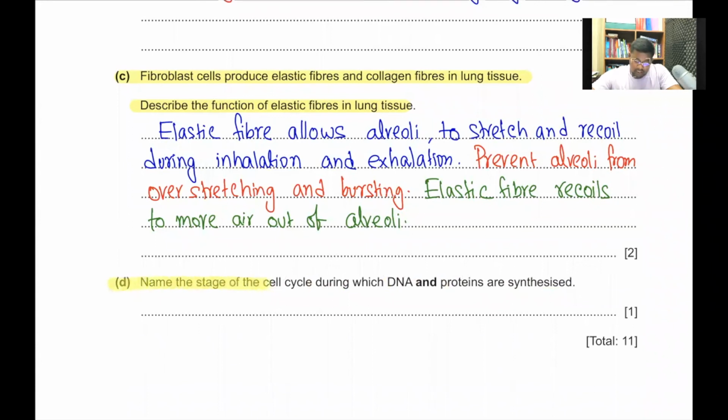D. Name the stage of the cell cycle during which DNA and proteins are synthesized. So basically, DNA is synthesized in the S phase, or the synthesis phase.